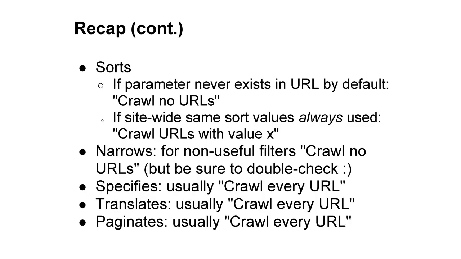One more time, the sorts parameter. If the sorts parameter for your site never exists in a URL by default, then crawl no URLs. Or if site-wide the same sort value is always used, then crawl URLs with value X. For narrows, if your narrows parameter causes non-useful filtering for searchers, like size or price, then you might select crawl no URLs. Just be sure to double check that none of your important pages will be affected. For specifies, it's usually crawl every URL. And the same applies to translates and to paginates.